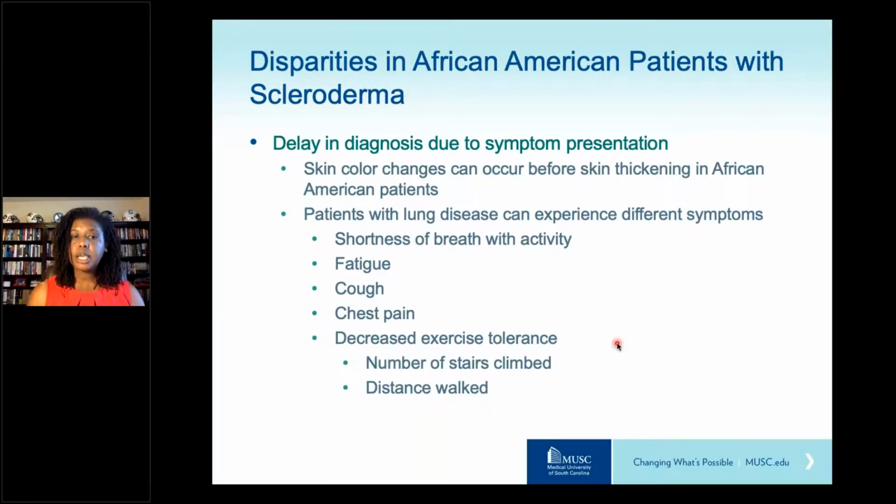It's known that skin color changes can take place before skin thickening can take place in African American scleroderma patients. And so because skin thickening is one of the hallmarks of scleroderma, if a clinician sees the color changes before the skin thickening, that could be a cause of a delay in diagnosis with scleroderma.